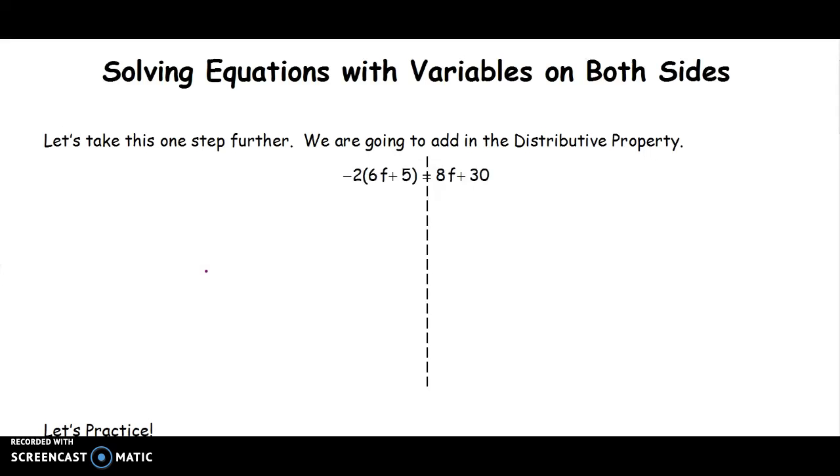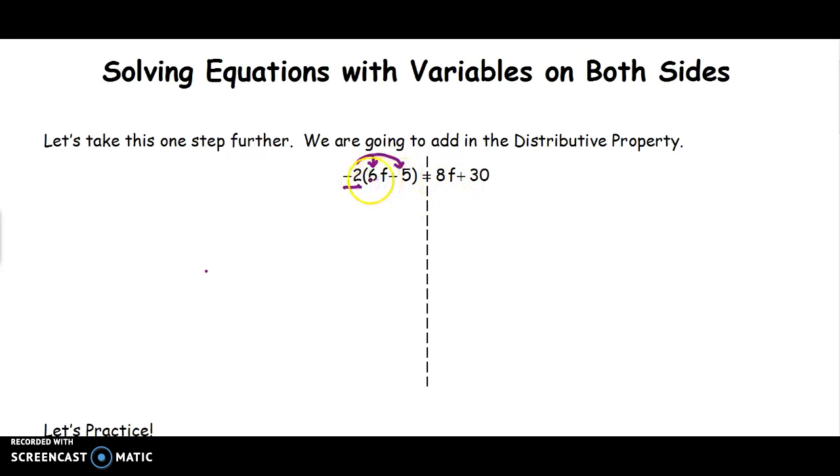Today we're going to expand on what we learned the other day with solving equations with variables on both sides. So what we have when we do this, we have two variables, one on each side of the equal sign. But today we're going to see that you have to sometimes distribute. So if you remember distributing, you take the number out front and you multiply it to everything on the inside.